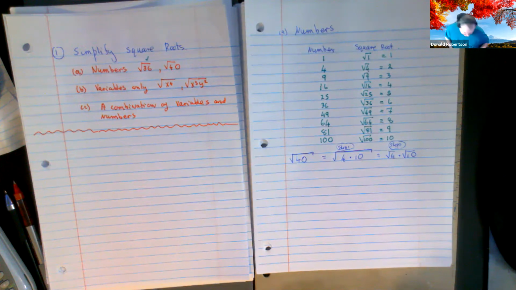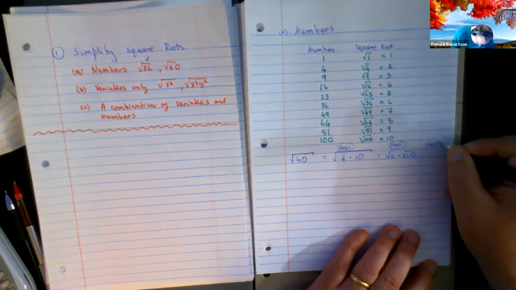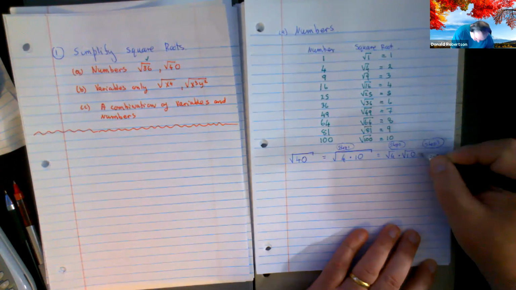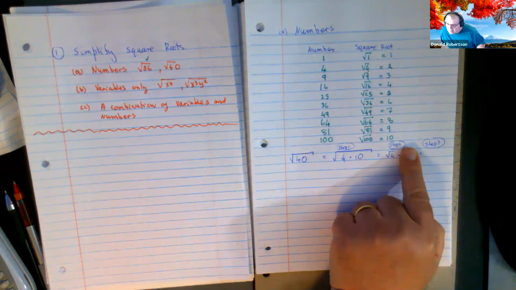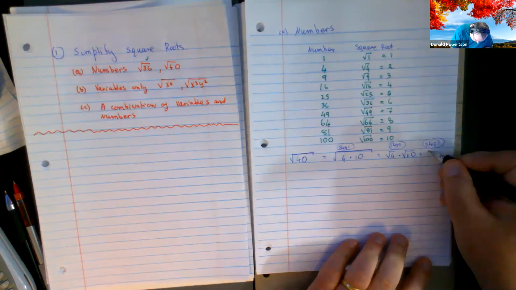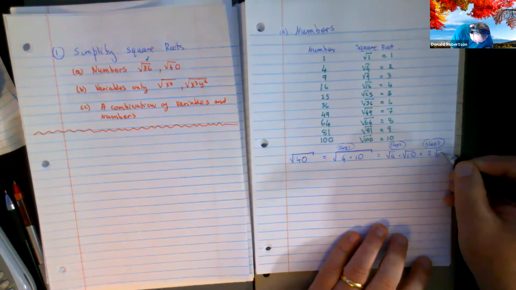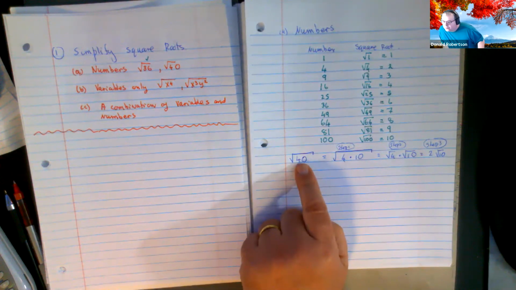Right, we're almost finished. Step 3. Isn't the square root of 4 a nice number? Can you see the square root of 4 is 2? So what you end up with is 2 square root of 10. And in mathematics, we have simplified this square root.